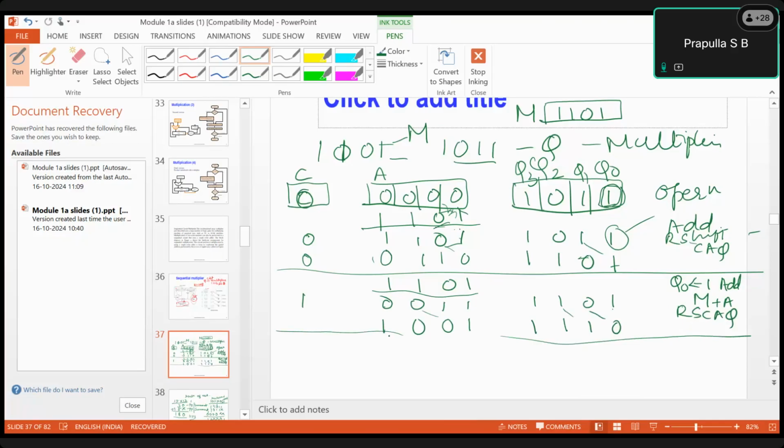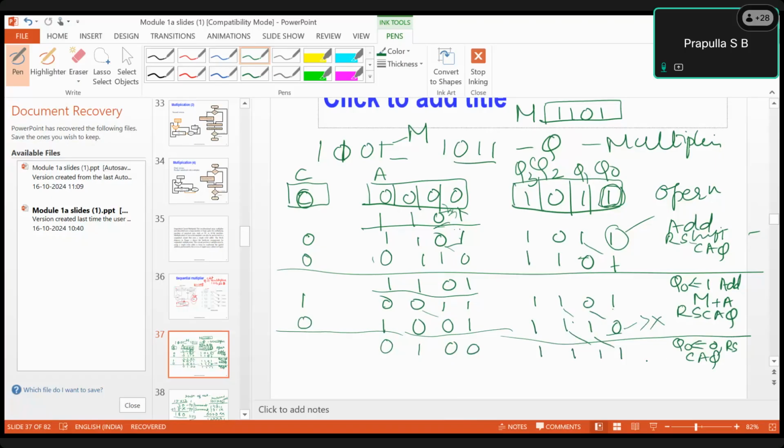Then again, next cycle, I have to check for the Q0 bit. Here, Q0 is equal to 0. So no add, only shift, right shift CAQ. Only shift I have to perform. If nothing is here, I have to take it as 0. So right shift CAQ, and each bit moves one place to the right, and this 0 will go away.